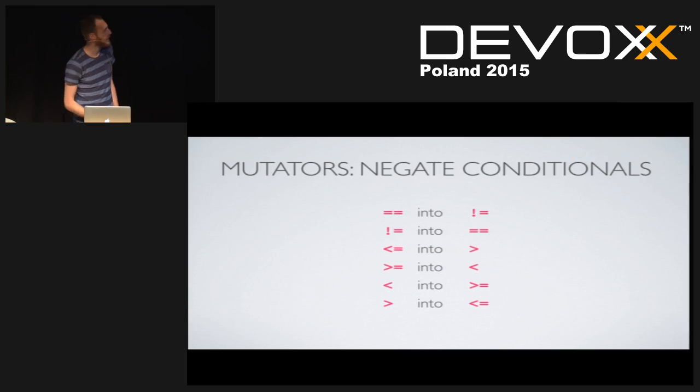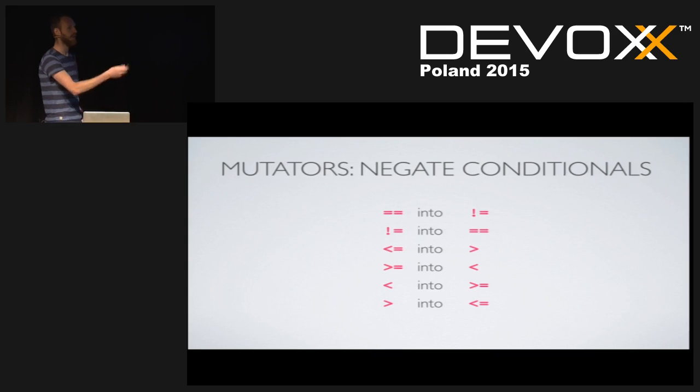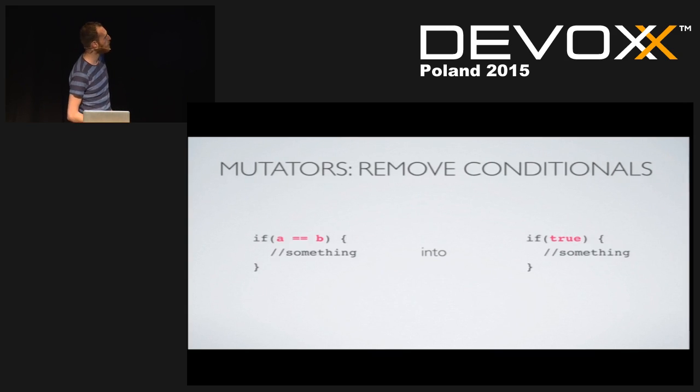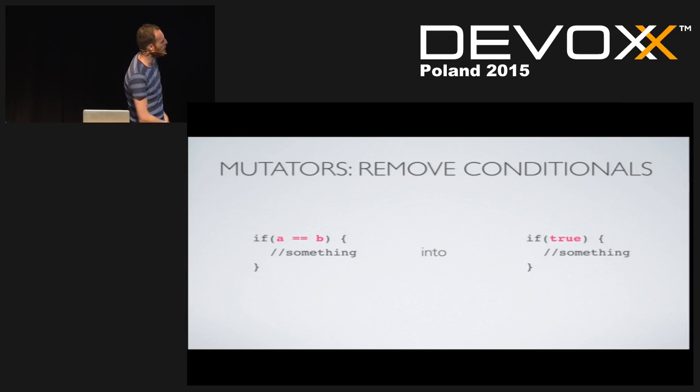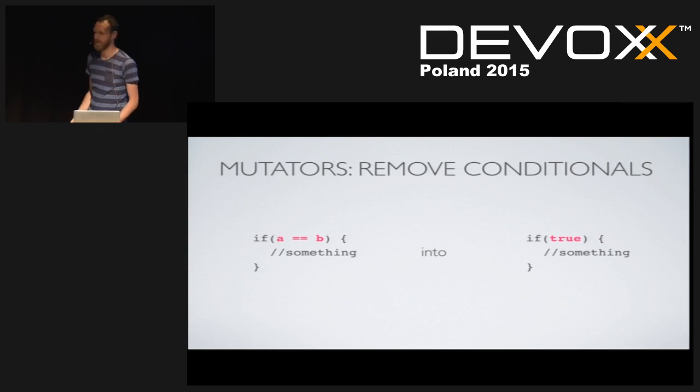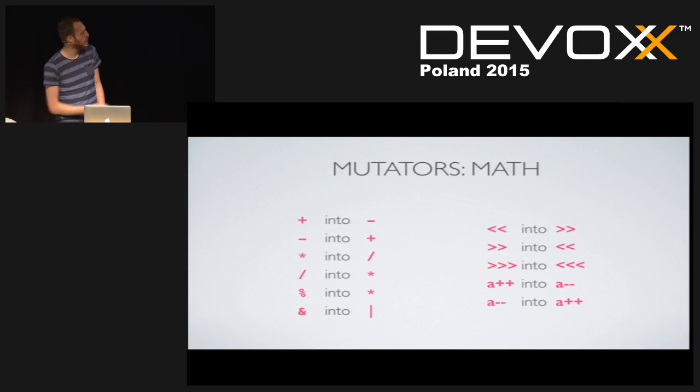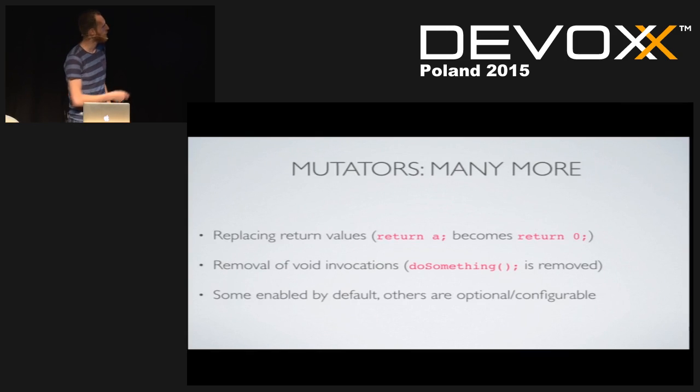It also does things like negate the propositions. So equals becomes not equals, less than becomes larger than or equals, because that's the complete opposite. You can remove conditionals. So normally your code would have if A is equal to B, and it would just say if true. And there are many, many more. You've got math, which replaces shifts and all kinds of stuff. And there are many more.